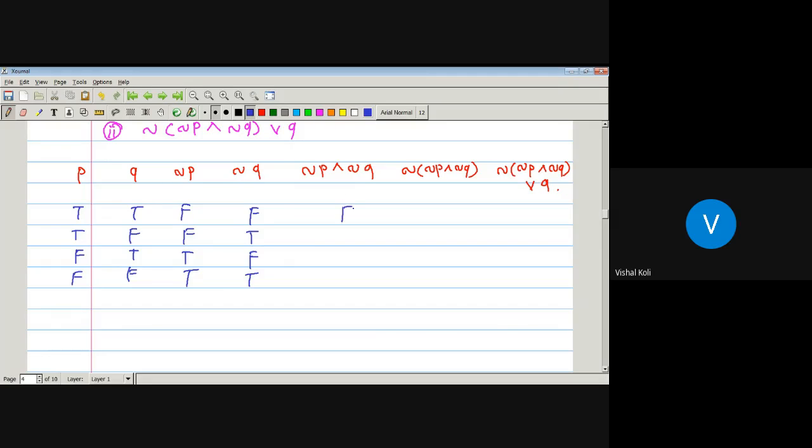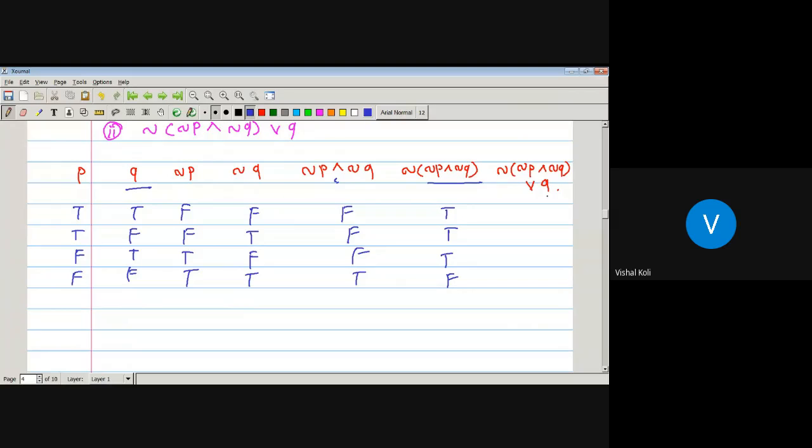F, F, F, F, T, F, T, F, F, T, T, true. Since both are true, then only they are true. Now negation of this one, find out. Negation of F is true, F is true, F is true, T is F. Now we have to find out negation of P and negation of Q or Q. That is this one with Q.